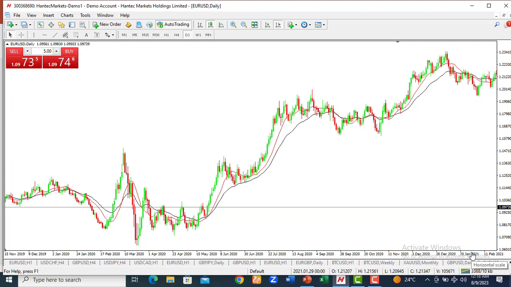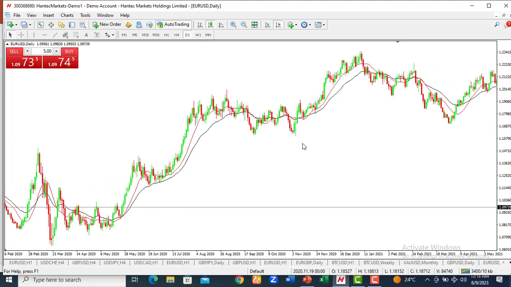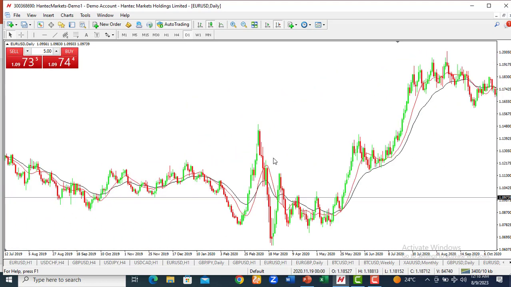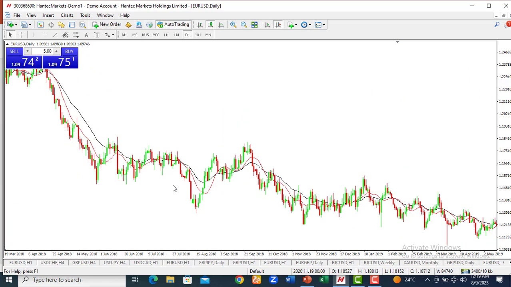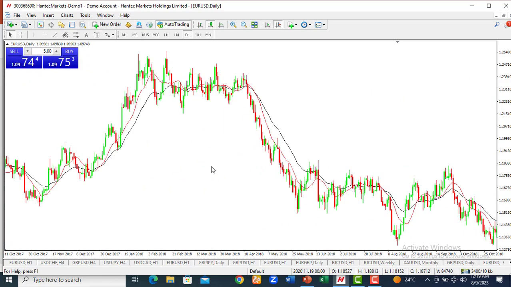If at all you want to use the crosses, you can see over here the market crossed the 12 period moving average, the 26 period moving average crossed the 12, and at the end of the day it gave a bullish confirmation, and the market bought. So just look out for a trending market.